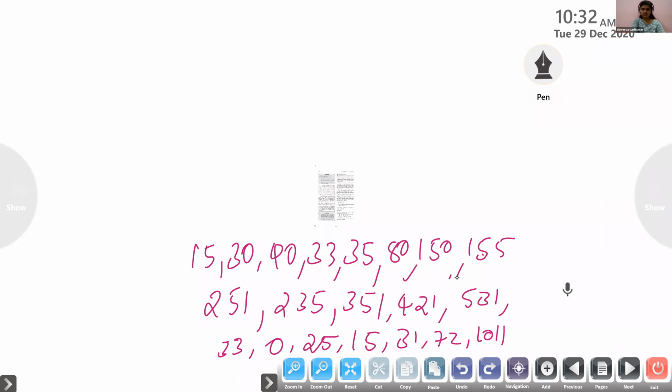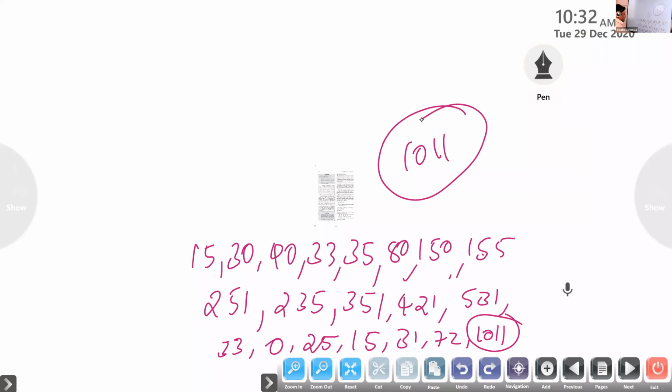1011. Of course, that's the last number, right? 1011, because that is the highest number. And what is the smallest number here? It is 0. Right? Clear? So simple to find out.